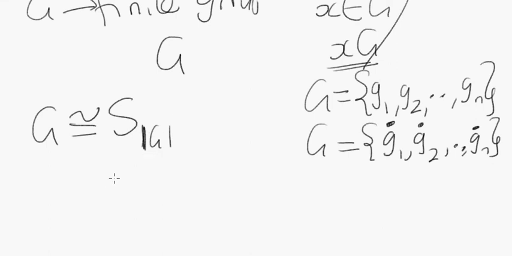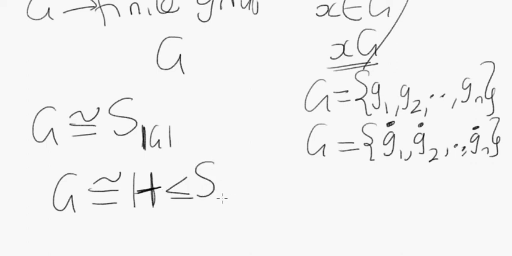So another way of saying that is: is every finite group isomorphic to a subgroup H of the symmetric group Sn, whatever Sn stands for? Sn is just a symmetric group. And that's what Cayley's theorem tackles. Cayley's theorem says, yes, this is true.